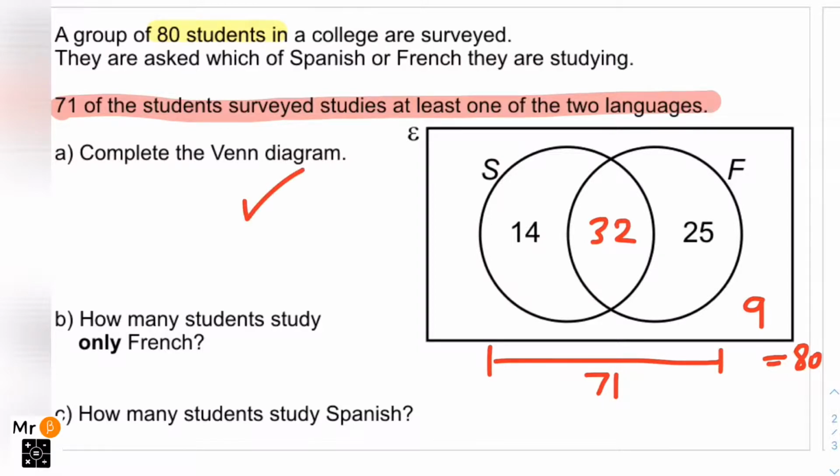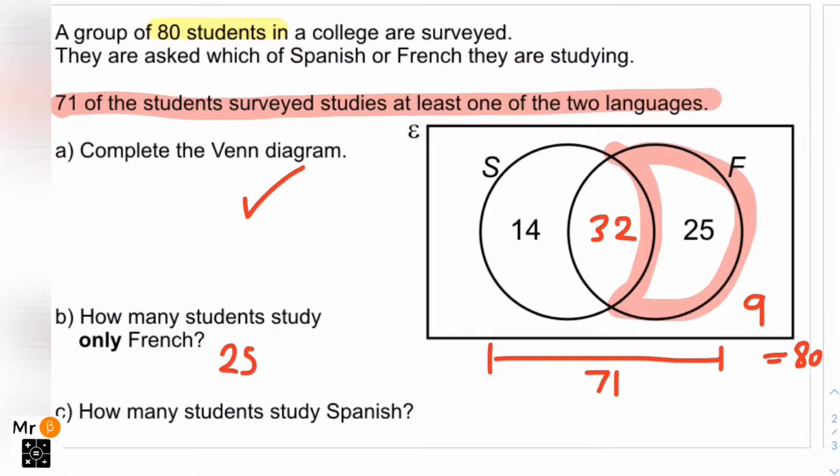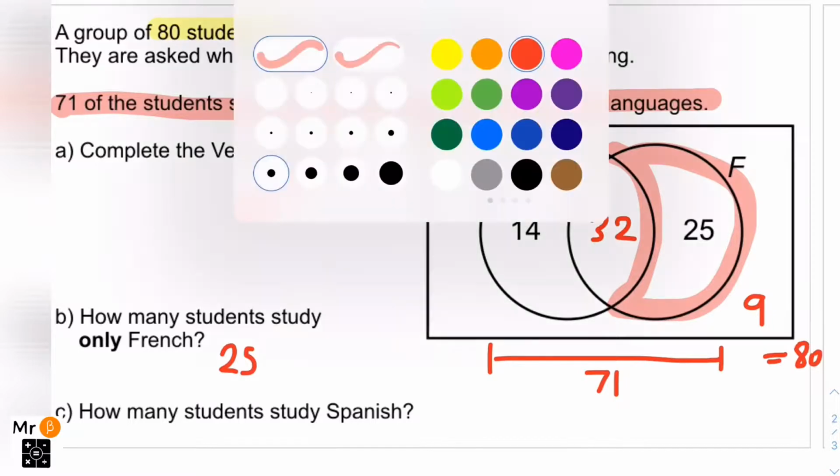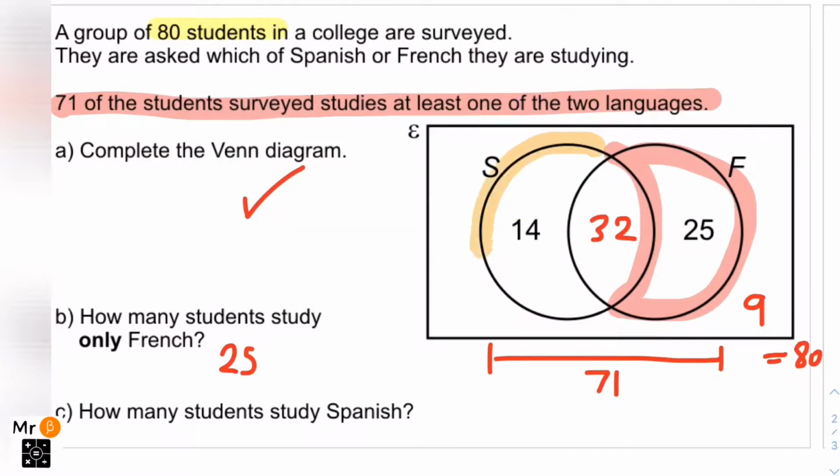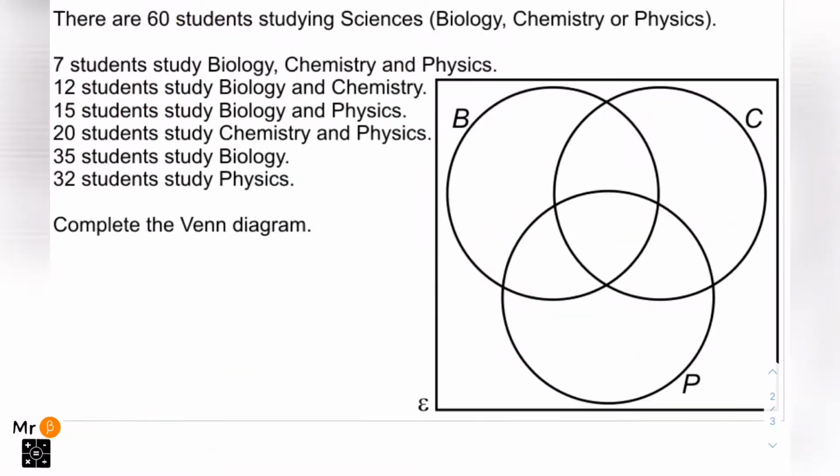Part B, how many students study only French? So we are just looking at the right hand side part of our circle, which in this case would be 25. How many study Spanish? So it doesn't say only here. So actually we need to count up all the people in the entire circle for Spanish, which in this case would be 46.